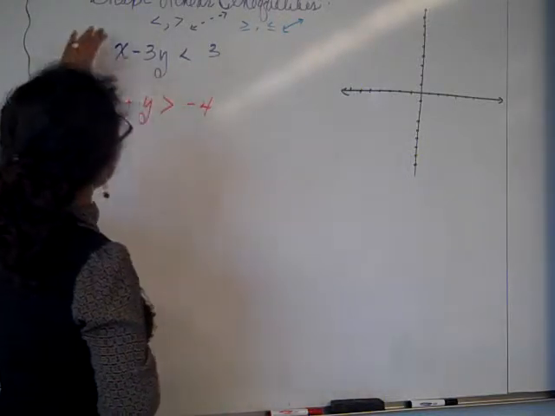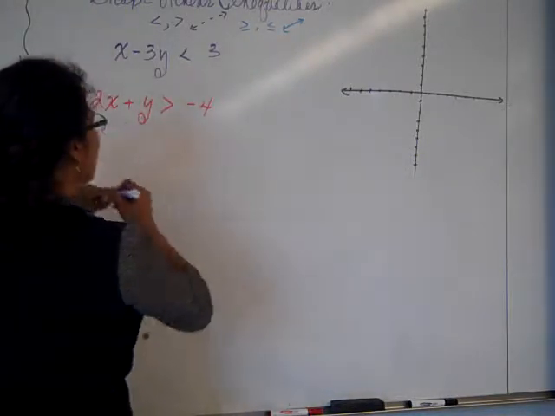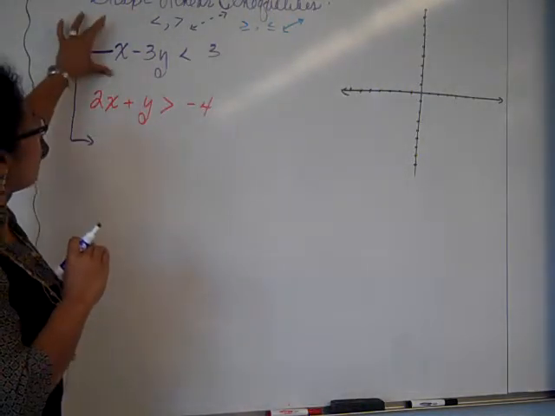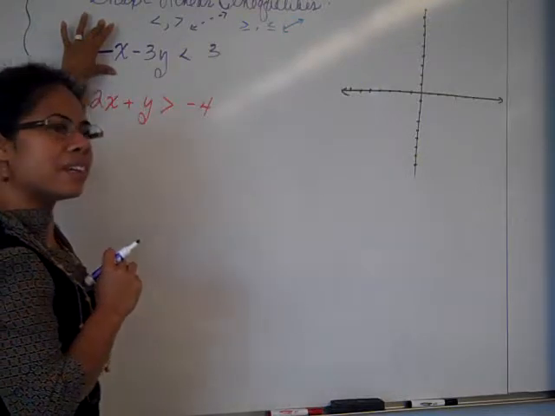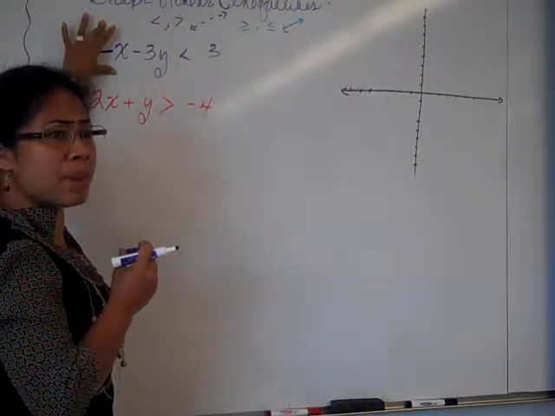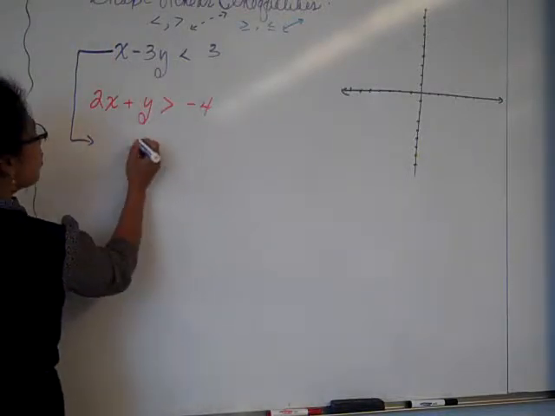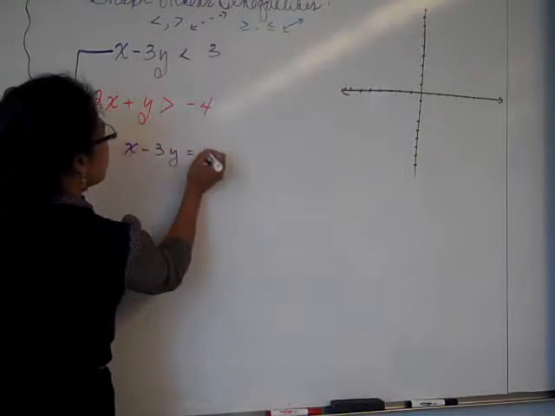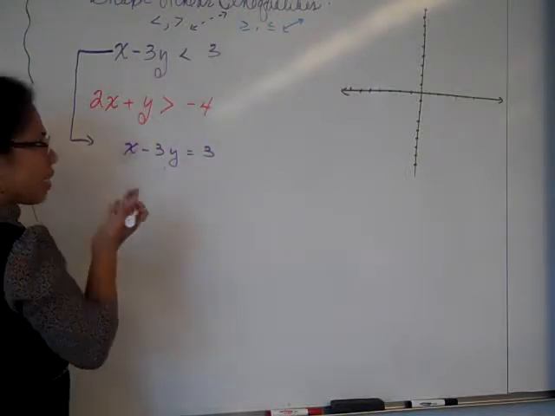So how do you want to begin to graph this? So I'm going to do my color code. Here it is. When you graph inequality, what's the first thing you need? You need a boundary. Boundary is basically a line. So what we're going to do, we're going to set it equal to line, which is x minus 3y equal to 3.